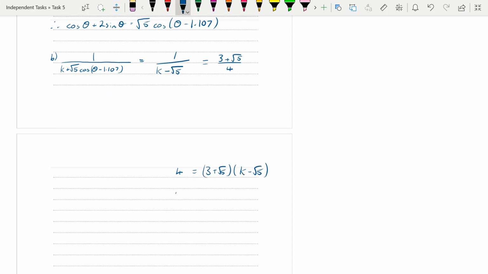Okay, I'm doing some expanding and solving now. So I've got 3k minus 3 root 5 plus k root 5 minus 5. So that's what I've got. I'm going to collect my things with k in them. So that is the 3 and the root 5. Then I'm left with minus 3 root 5 minus 5. And I'm going to solve. So I'm going to take these two points over here to the other side, so I'm going to add them on. I'm going to divide by my brackets. But I end up with k being exactly 3.